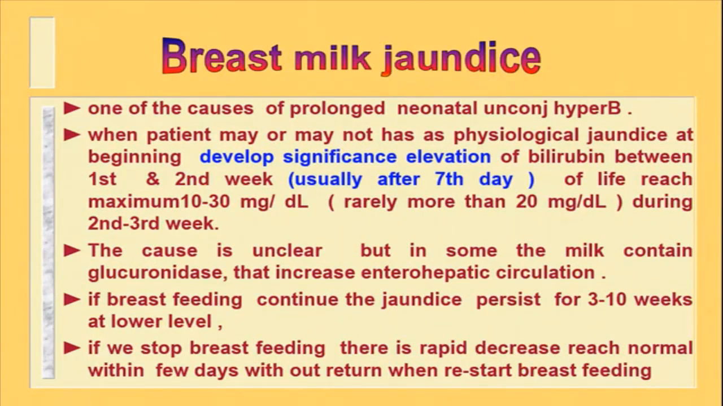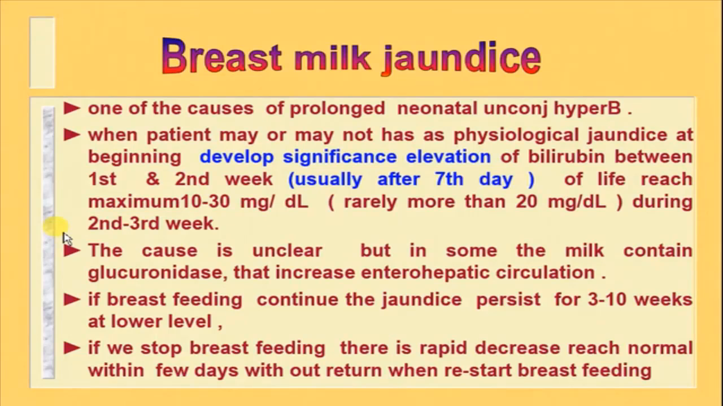Now we talk about breast milk jaundice. One of the causes of prolonged neonatal unconjugated hyperbilirubinemia, when the patient may or may not have physiological jaundice at the beginning, develops significant elevation of bilirubin between the first and second week, usually after the 7th day of life, reaching a maximum between 10 to 30 milligrams, rarely more than 20 milligrams, during the 2nd and 3rd week.